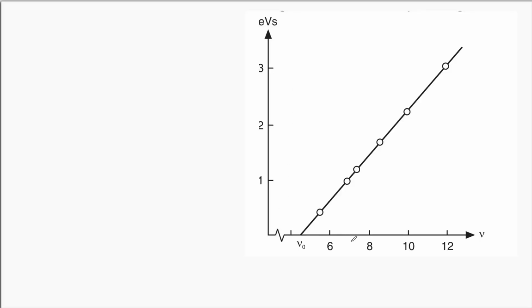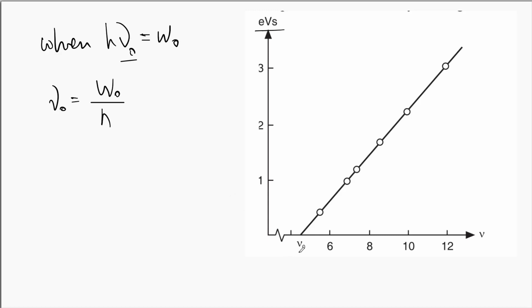From the experimental results, if one plots the frequency of radiation along the x direction and the emitted electrons' kinetic energy along the y direction, then we get a linear plot like this. The linearity of this plot indicates that the kinetic energy of the photoelectrons depends only on the frequency of the incident photons. When h nu 0 is equal to W0, that is, when the incident energy is equal to the work function, we represent the frequency with nu 0. Then one can write nu 0 as W0 upon h. This indicates that there exists a threshold frequency nu 0. Otherwise, the effect cannot be seen.